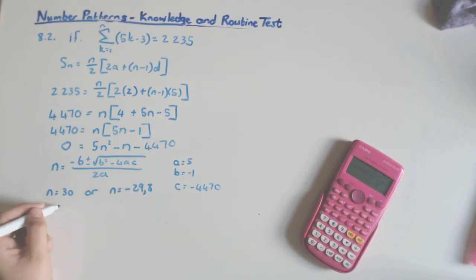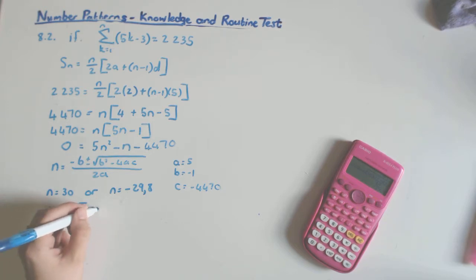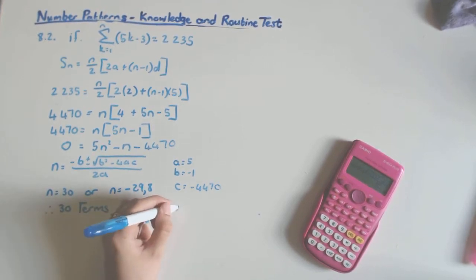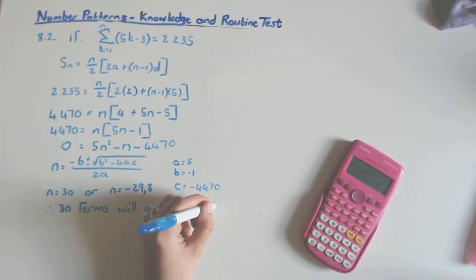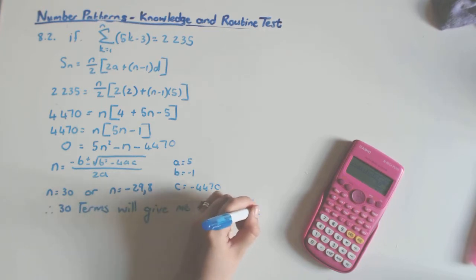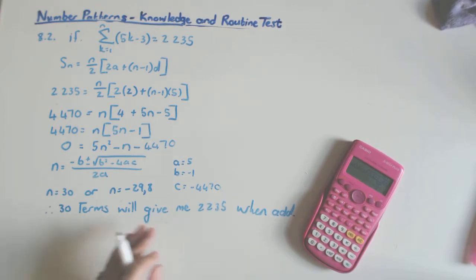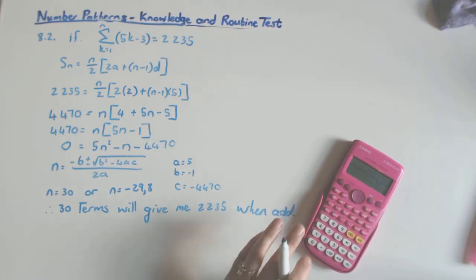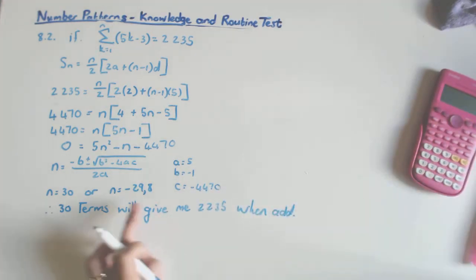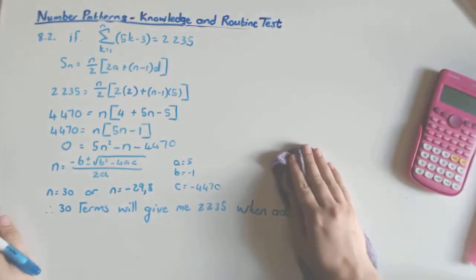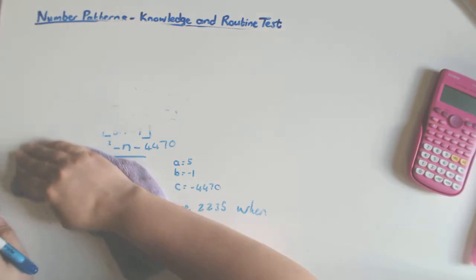So then I can say 30 terms will give me 2235 when added, or the sum of 30 terms, or n will be 30 or something like that. But just make a conclusion that this is not a valid answer, this is your answer. Okay, right, so that's question 8. Question 9 and 10 quickly.